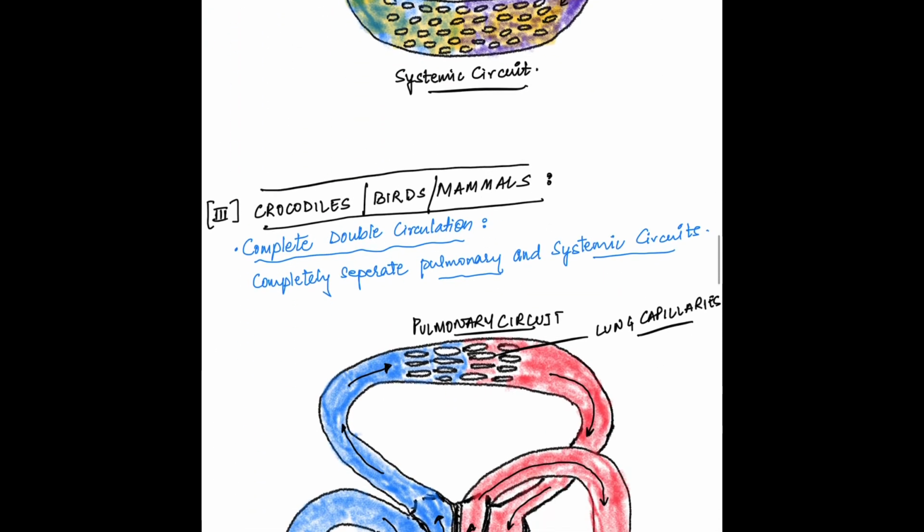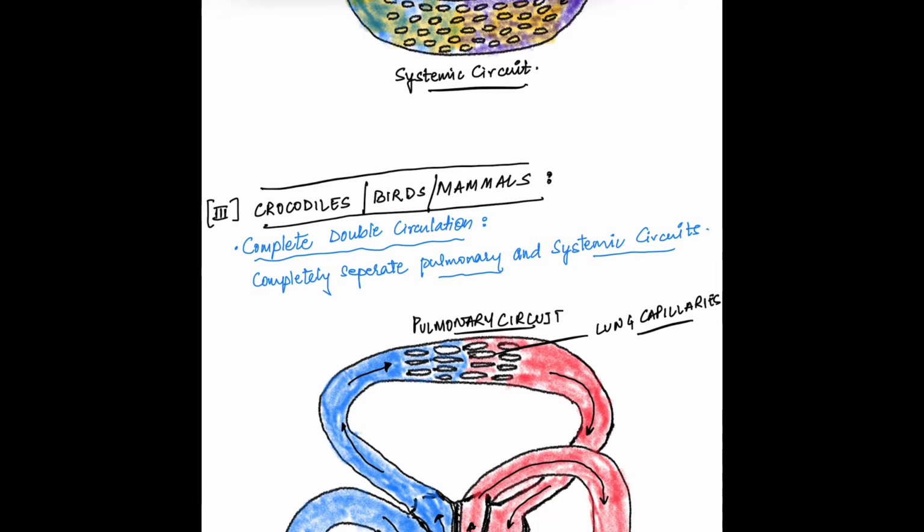And lastly, in birds, mammals and crocodiles, they also have double circulation because they have a pulmonary circuit and a systemic circuit, and it is called complete double circulation or just double circulation because there is no mixing of oxygenated and deoxygenated blood.